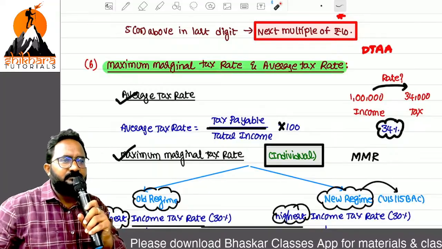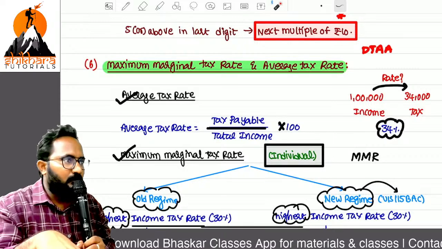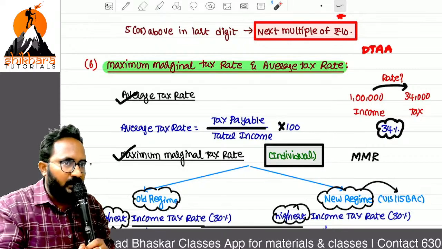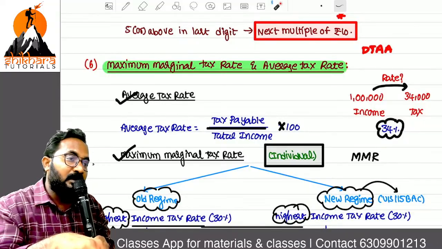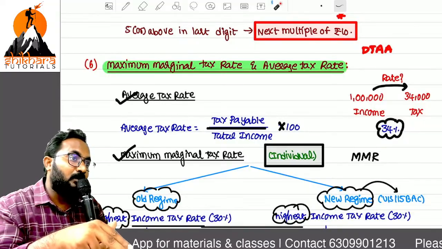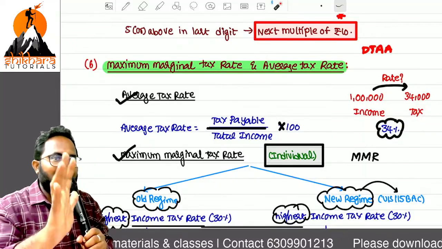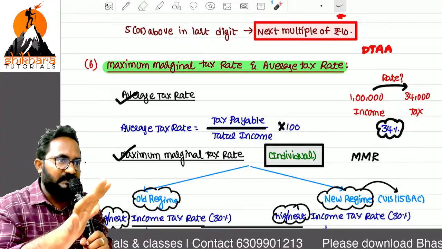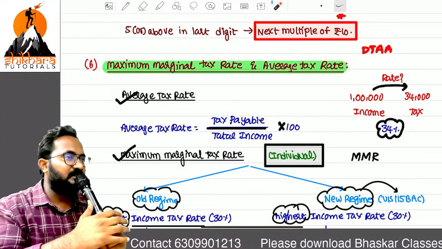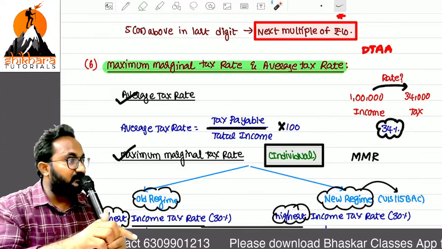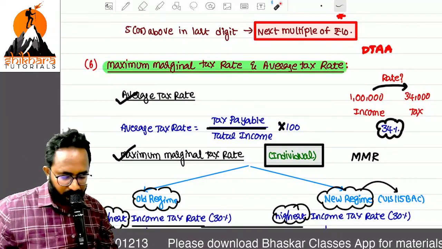Rebate for whom? Resident individual. Under the old regime, if his total income is less than or equal to 5 lakh. In the new regime, less than or equal to 7 lakh. First, direct rebate under the new regime for total income less than or equal to 7 lakh. Rebate under the marginal relief concept, if his total income is more than 7 lakh but less than or equal to 7 lakh 22,220. Okay.